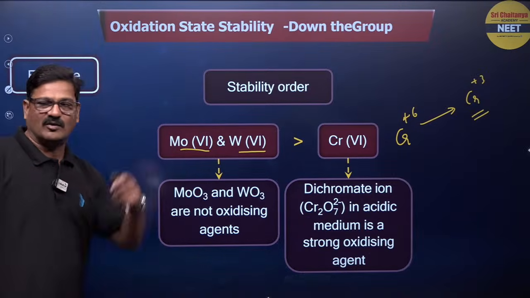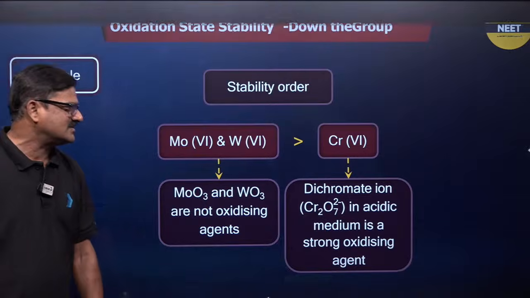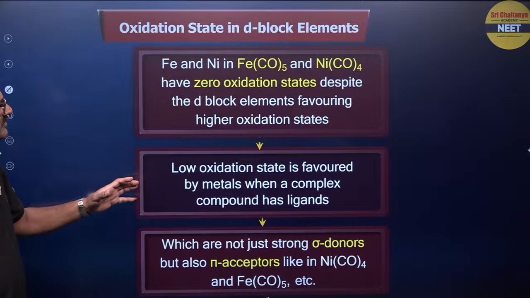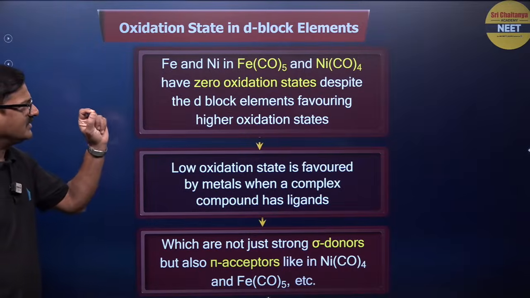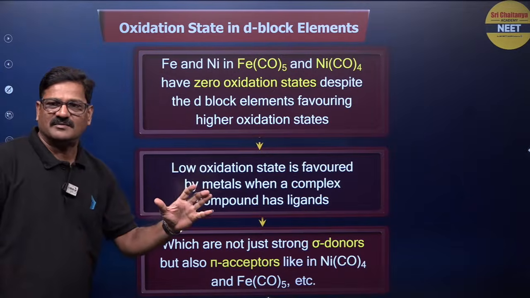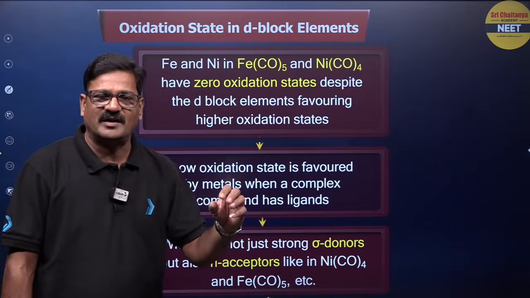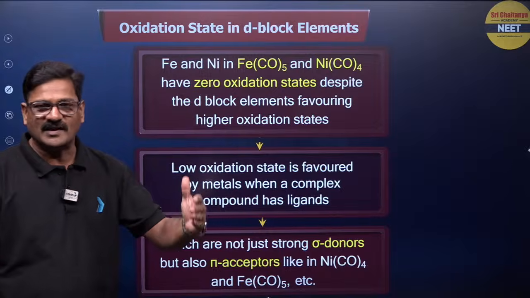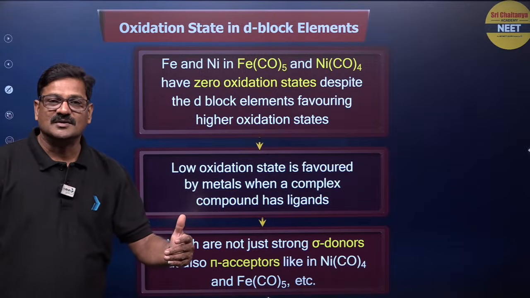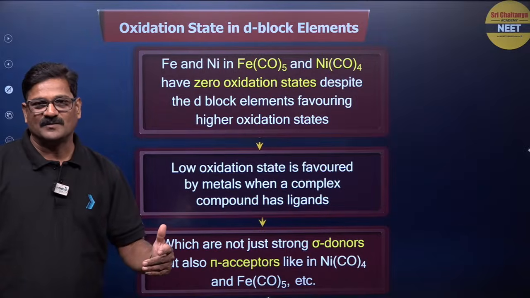That is the stability order you need to know. The reason I already told you. So p block element I already given you that. Okay, iron, nickel, they have different oxidation states. Whenever the metal participates in a metal carbonyl, its oxidation state is always 0, because of the synergic effect.